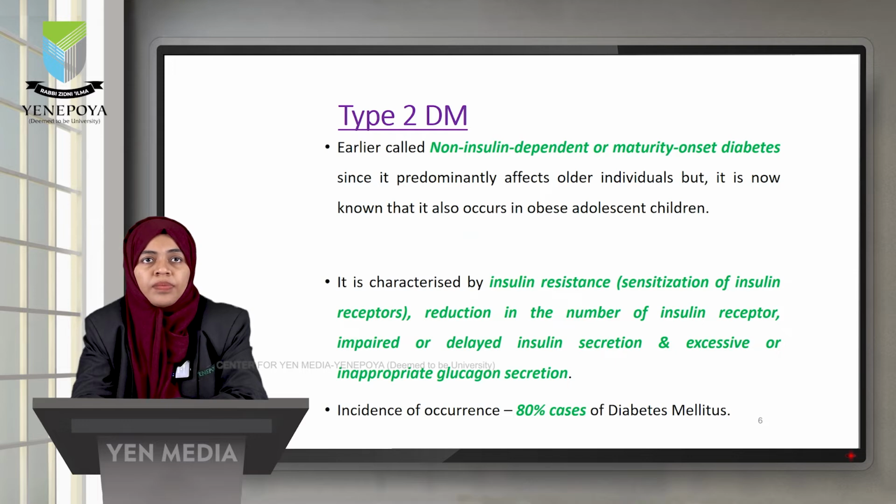Type 2 diabetes mellitus. Earlier it was called non-insulin dependent or maturity onset diabetes, since it affects older individuals, but now it is known that it also occurs in obese adolescent children. It is mainly characterized by insulin resistance, which is because of desensitization of the insulin receptor and reduction in the number of insulin receptors, impaired or delayed insulin secretion, and excessive or inappropriate glucagon secretion. The incidence of type 2 diabetes mellitus is nearly 80%.